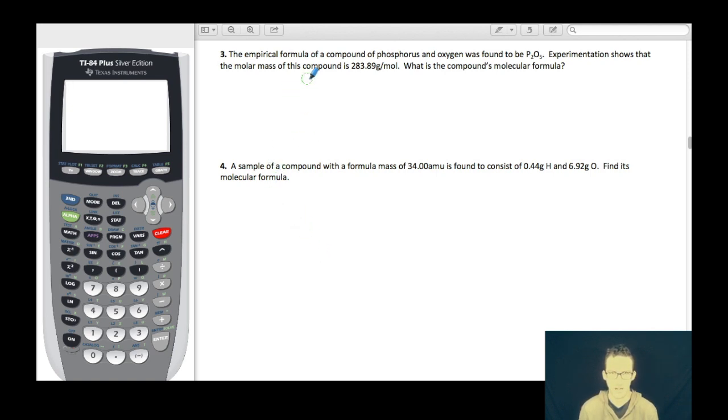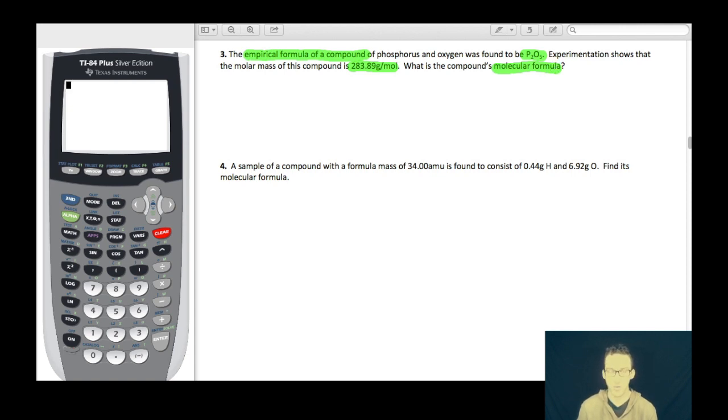All right, people, let's take a quick look here at question number 3. It says the empirical formula of a compound of phosphorus and oxygen was found to be P2O5. Experimentation shows the molar mass of the compound is 283.89 grams per mole. What is the compound's molecular formula?